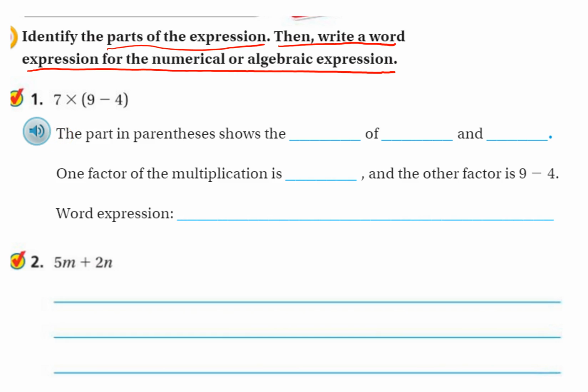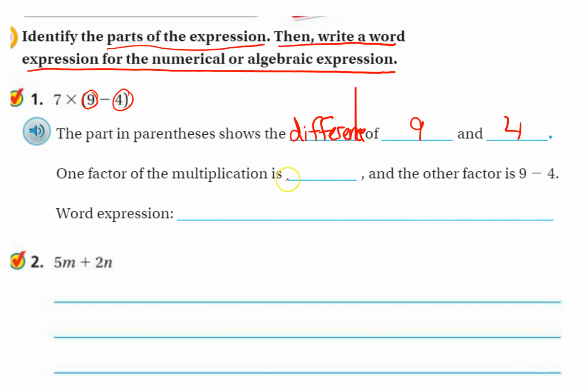This time we have, let's see, 3 terms, right? If we go back, the terms of an expression are the parts of the expression that are separated by an addition or subtraction sign. Well, it doesn't say multiplication. So let's see, the part in the parentheses shows the difference of 9 and 4. That's pretty straightforward.